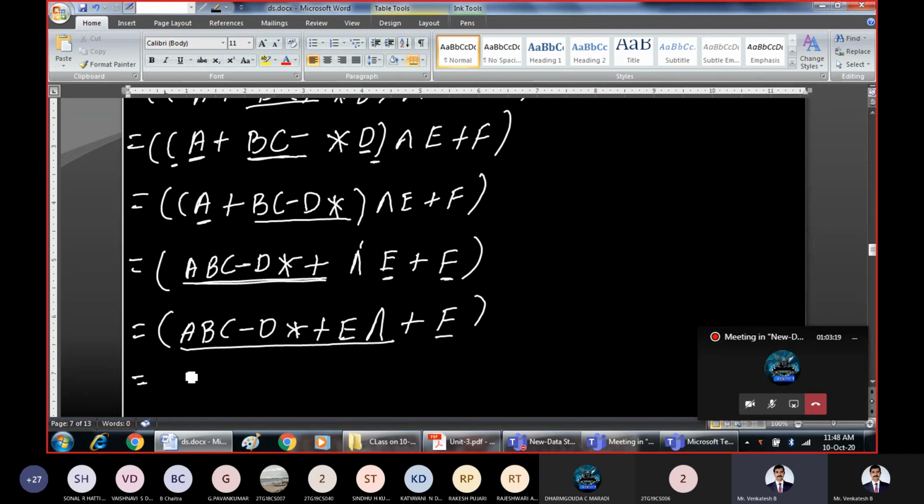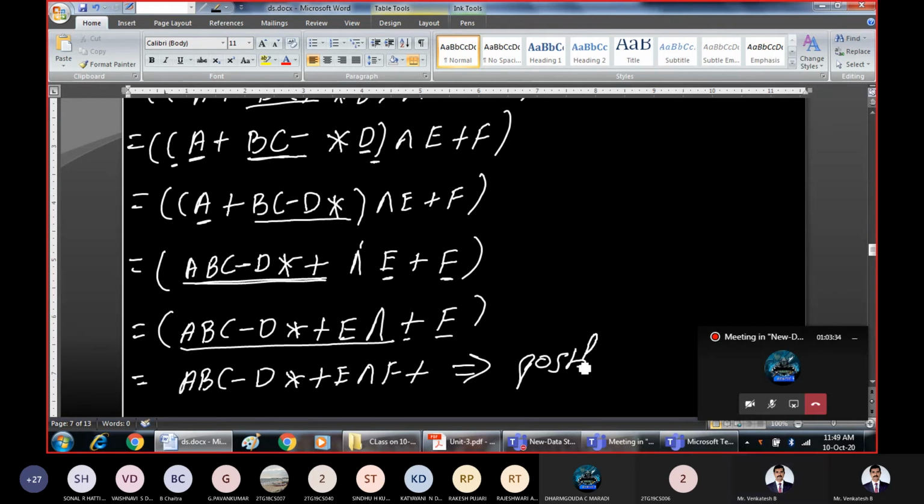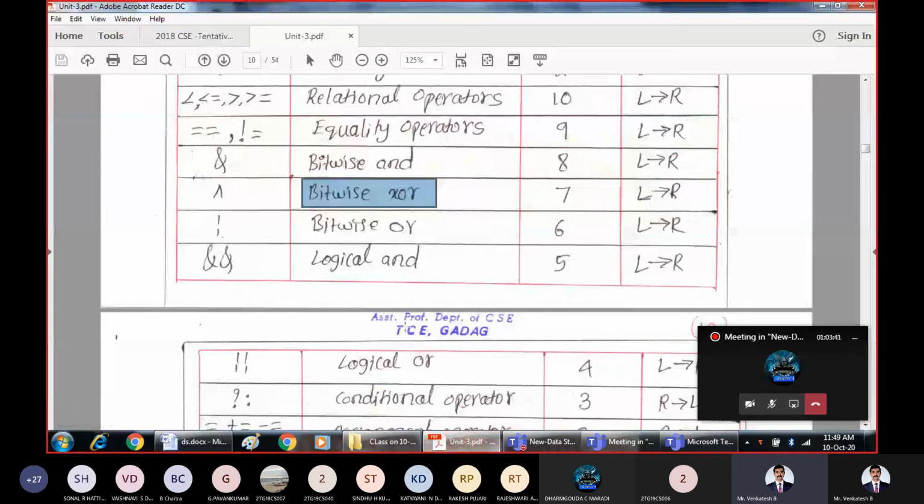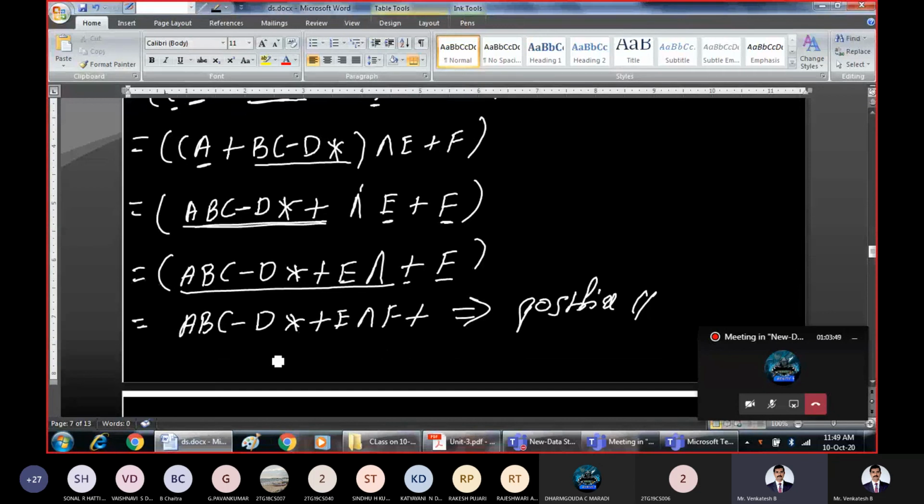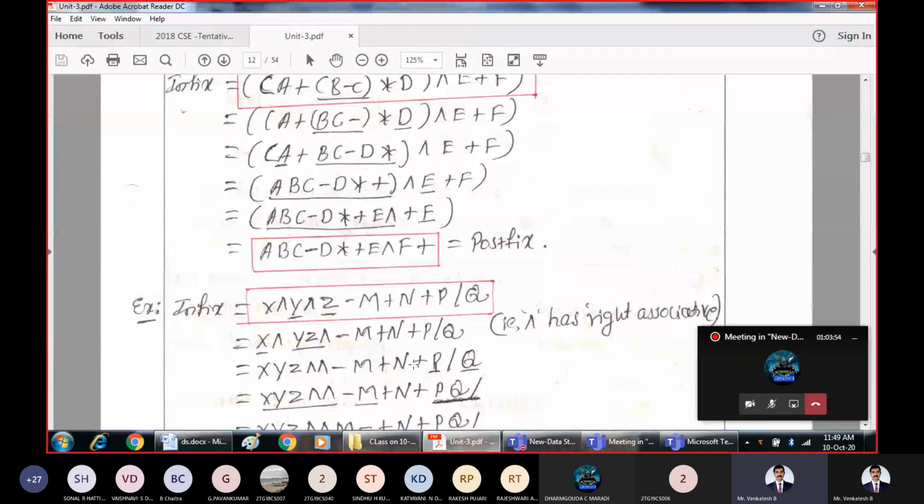So how do you convert? First write the first operand ABC minus D star plus E cap. Then write the second operand F, then write the operator plus. So this is in its postfix form. That is ABC minus D star plus E cap F plus. Right? We have got the postfix form.